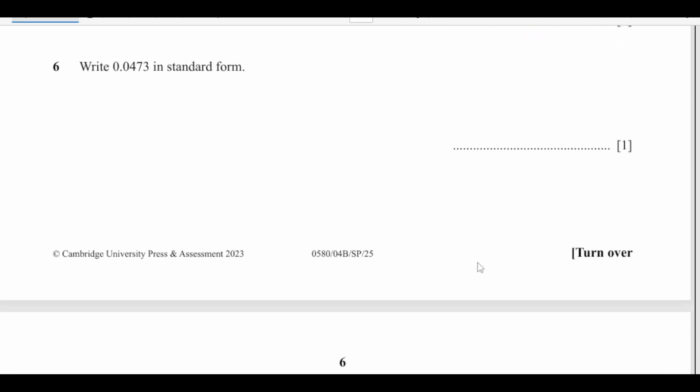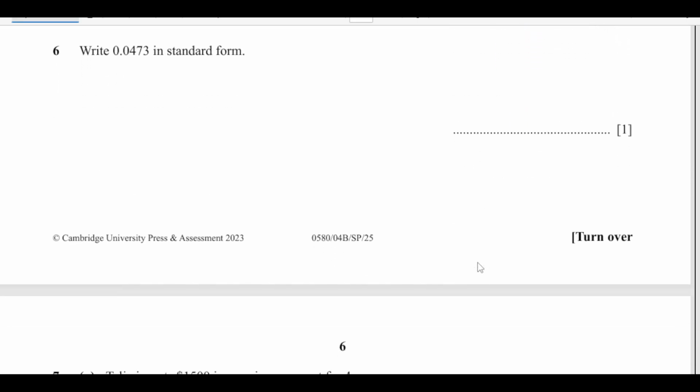Now, number 6, write 0.0473 in standard form. Standard form is when we have a number N times 10 raised to power n, where this capital N lies between 1 and 10. It should be between 1 and 10.